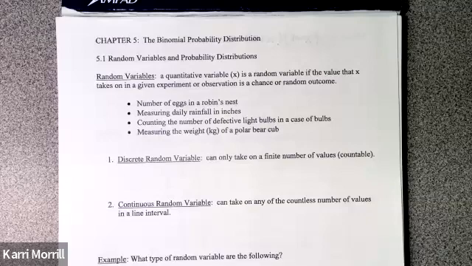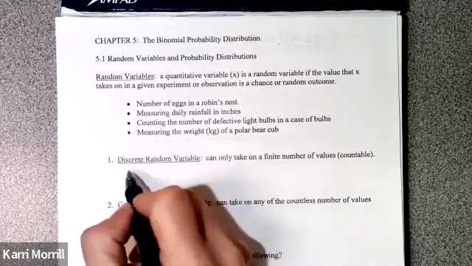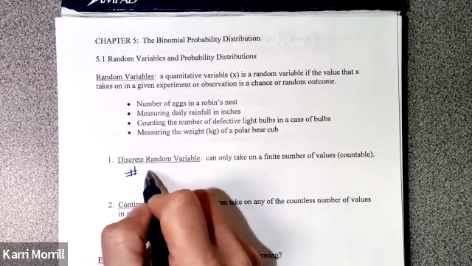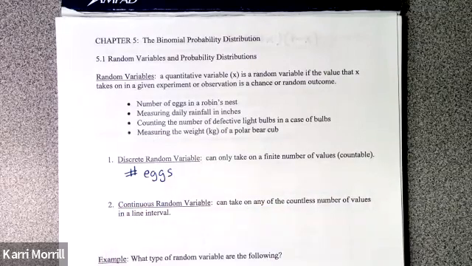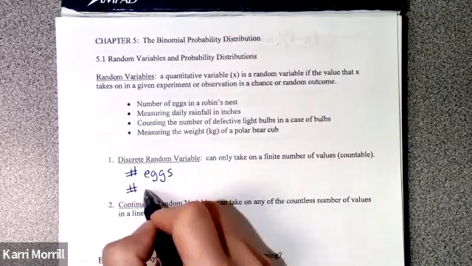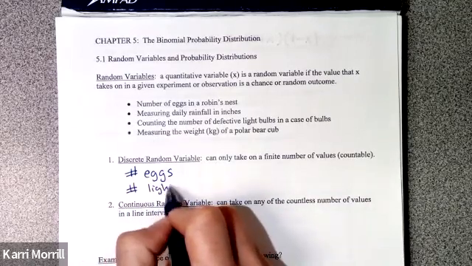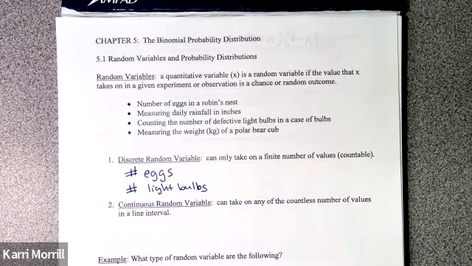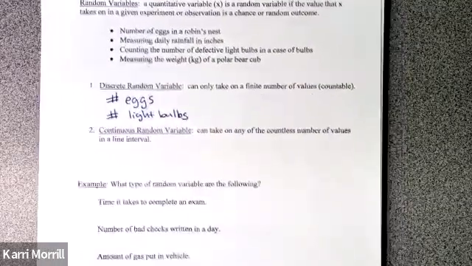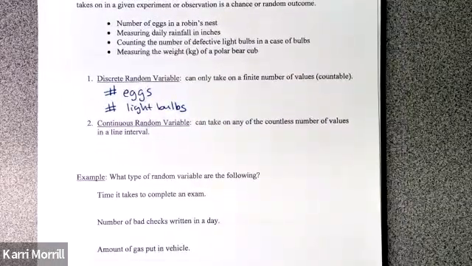And there's a couple types. We have discrete random variables. These can only take on finite numbers of values. Basically, they are countable. So for instance, that list above, the number of robin eggs, you can count those. Or the number of the defective light bulbs. Those are two examples from the list above that are considered discrete random variables.